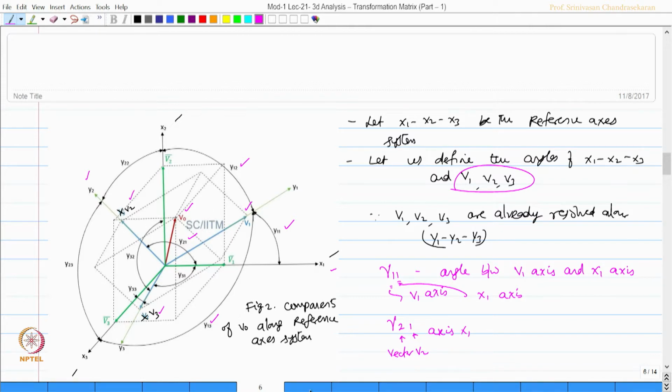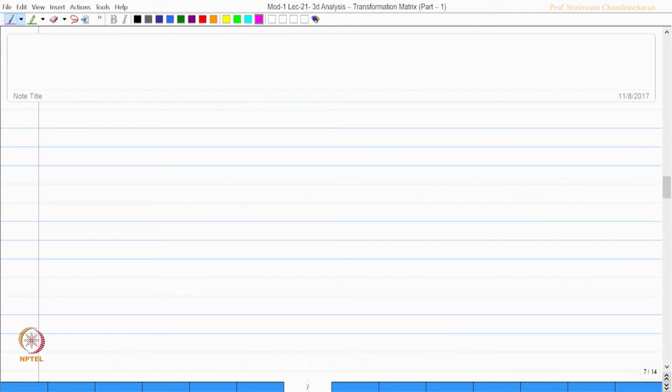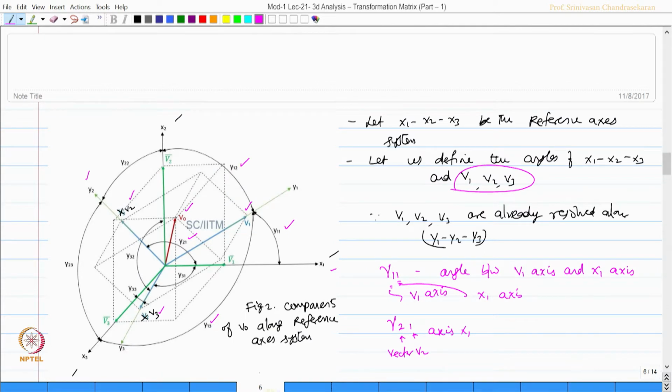So, now we can write a statement that V1 vector makes an angle gamma 1 1, gamma 1 2 and gamma 1 3 with reference to x 1, x 2, x 3. Similarly, V2 vector makes an angle gamma 2 1, gamma 2 2, gamma 2 3 with reference to x 1, x 2, x 3.